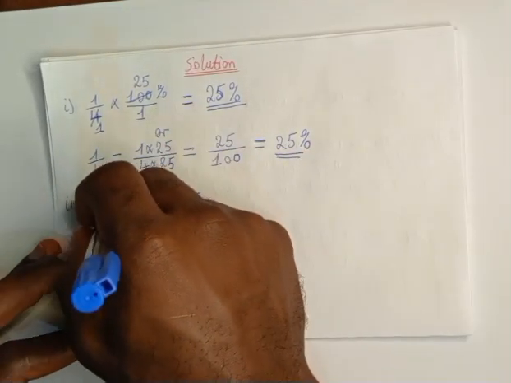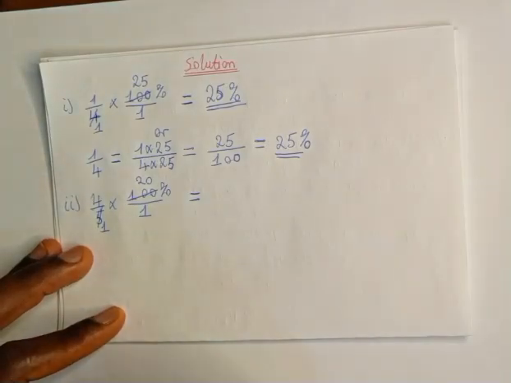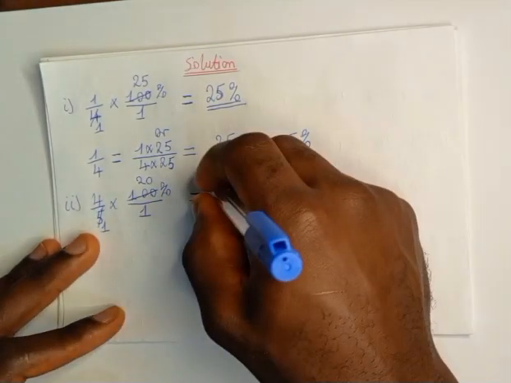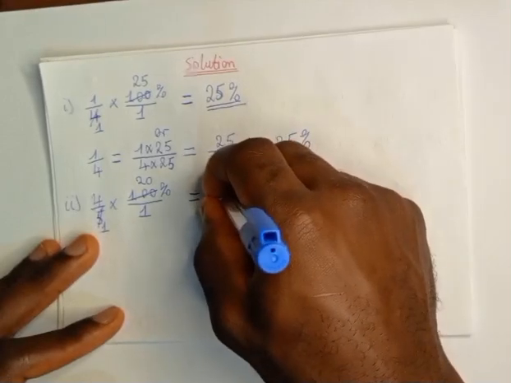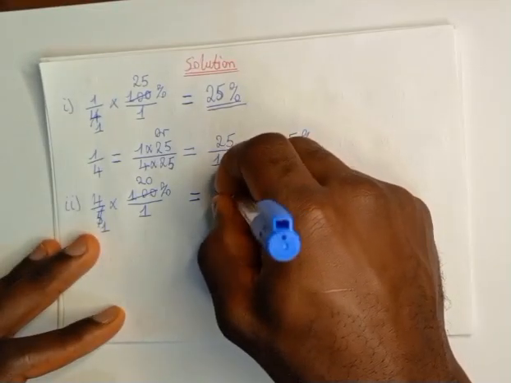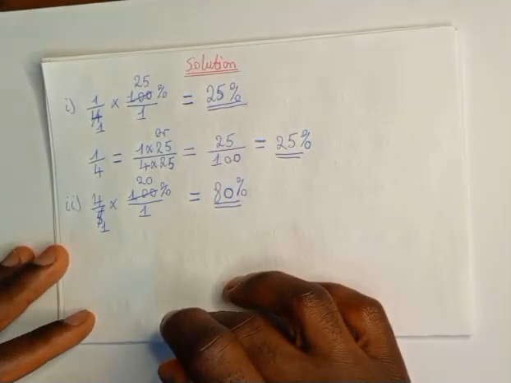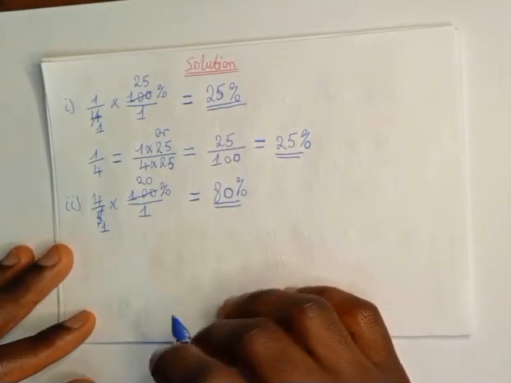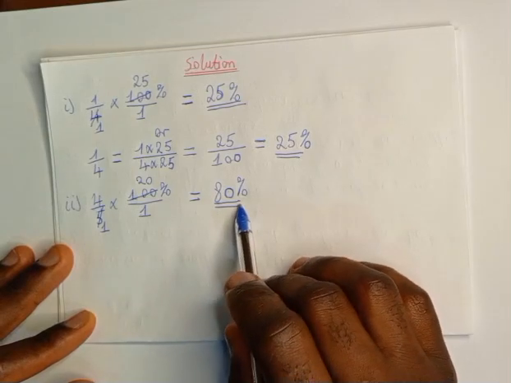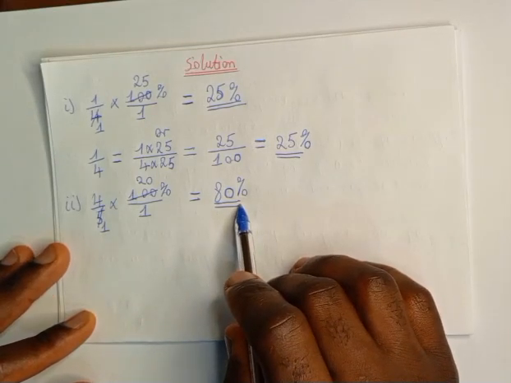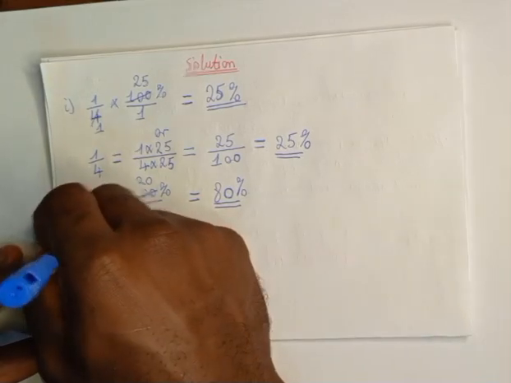5 will go into 5 at the denominator 1 time. We'll be left with 4 times 20, which is equal to 80. Then we attach the percentage sign. Therefore, the fraction for feet as a percentage is simply equal to 80%. We go now to B.